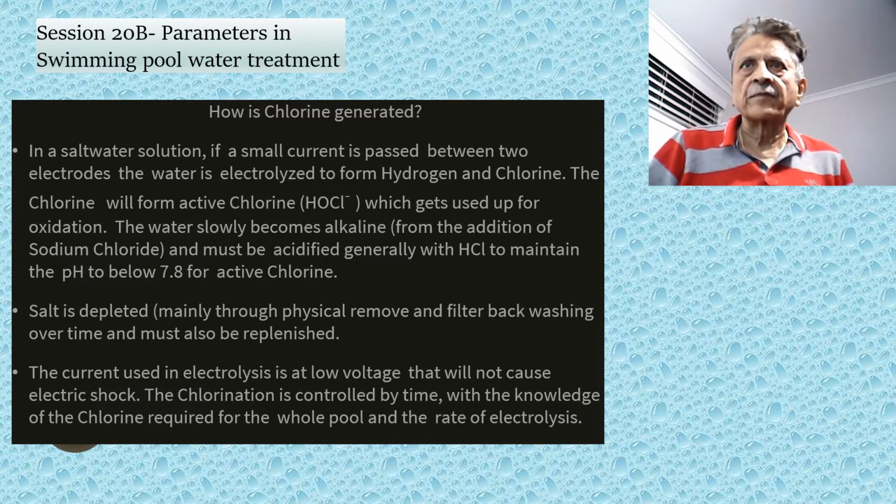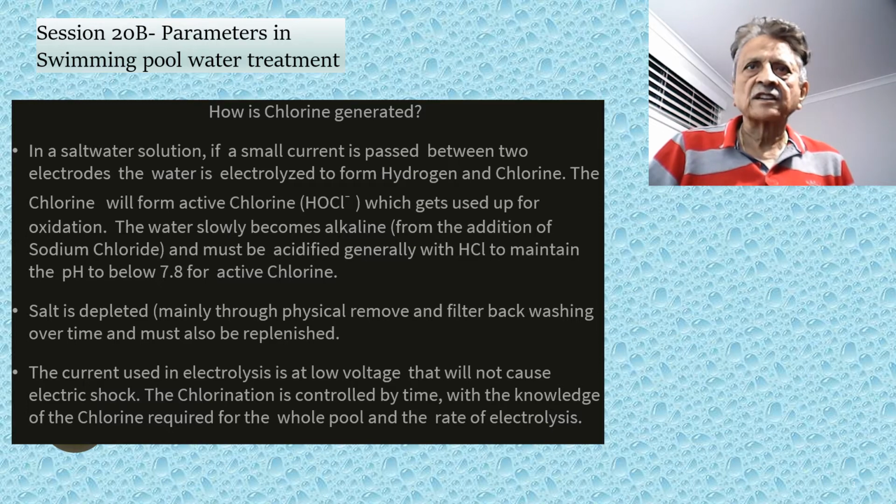which gets used up for oxidation. The water slowly becomes alkaline from the addition of sodium chloride and the removal of the chlorine for the reactions and evaporation, and frequently has to be acidified so that the pH is maintained below 7.8, so that active chlorine is present. Salt is depleted over time and it must be replenished.